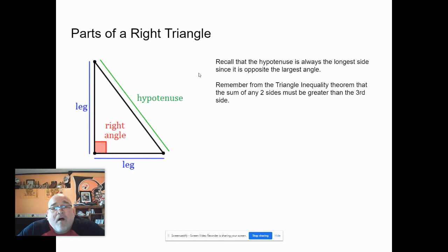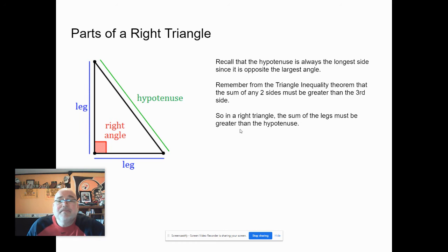Remember from the triangle inequality theorem that the sum of any two sides must be greater than the third side. So what that means for us is that the sum of the legs must be greater than the hypotenuse. If that's not the case, then we can't make a triangle from those three sides.